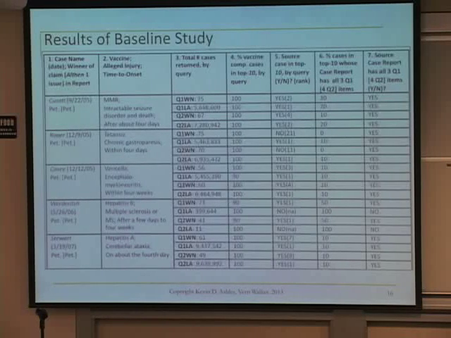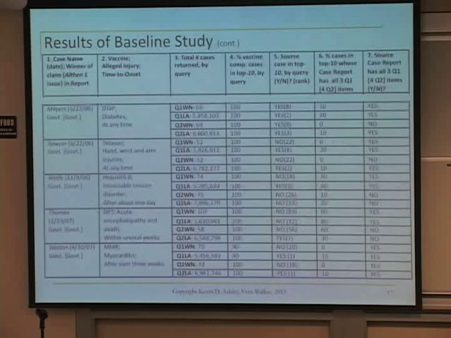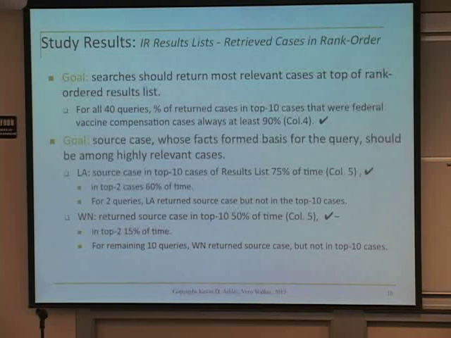And the seventh column: whether the source case report, wherever it was reported, in the top 10 or not, has all 3 query 1 elements or all 4 query 2 elements. And we did that for all of the 10 cases. So let me summarize the results of our study with respect to these.